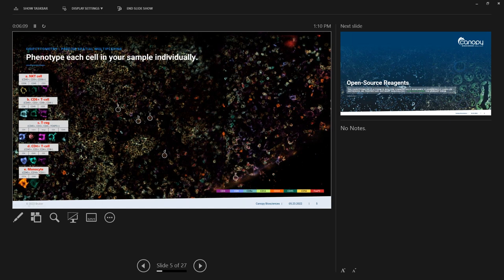And if you just take this example here, we know that this cell labeled A is an NKT cell based on the expression of these markers, and so on and so forth for every individual cell in the sample.